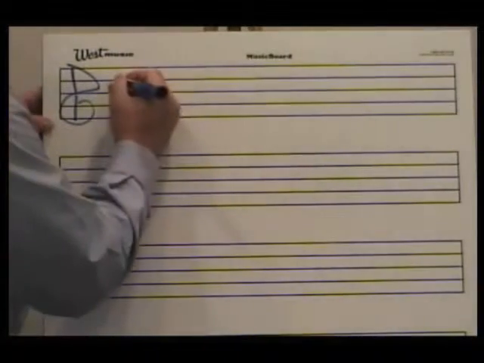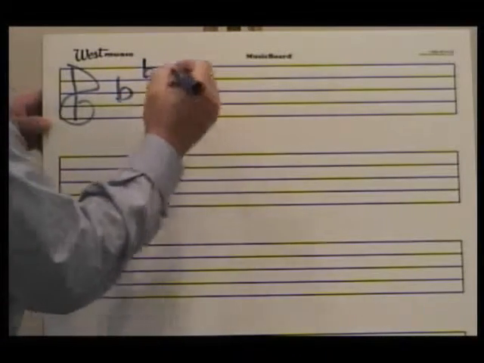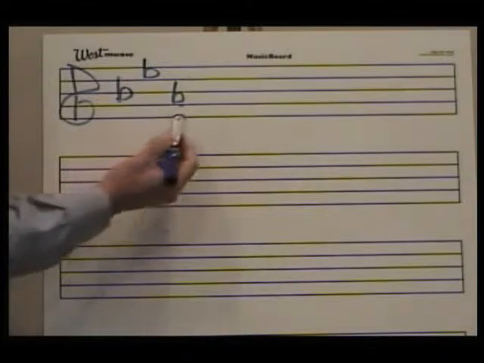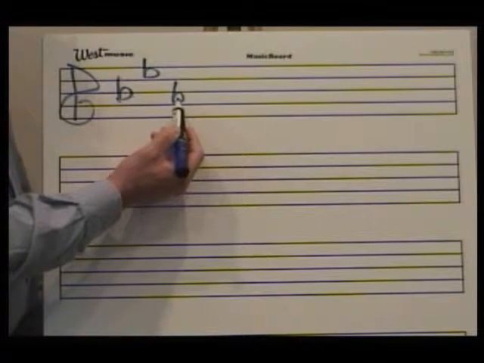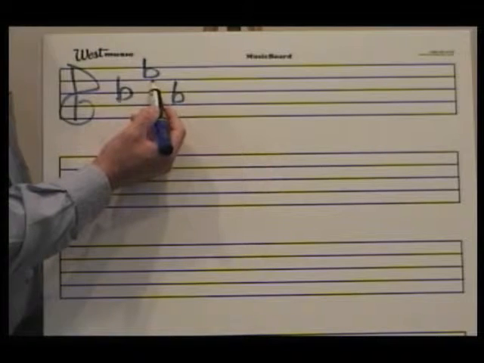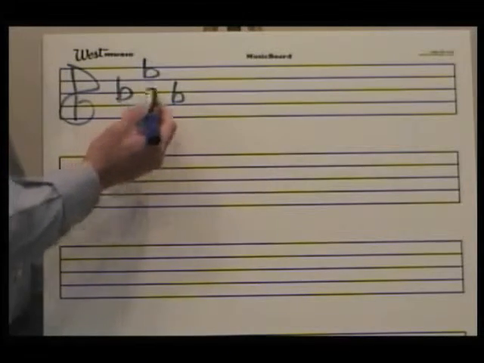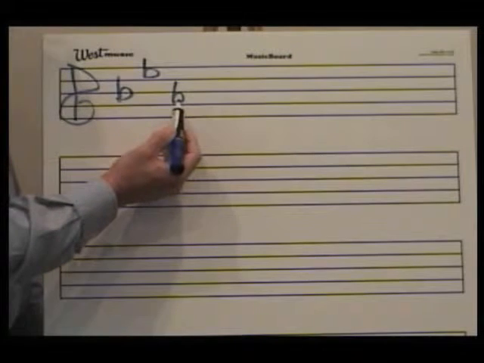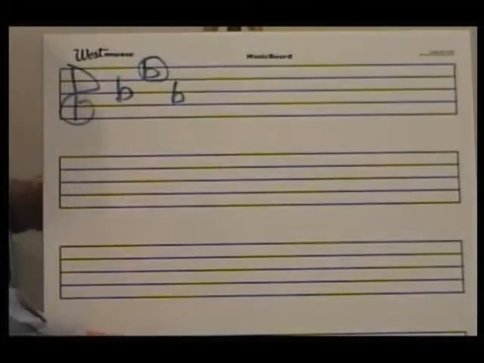There's a similar trick for the flat key signatures. I take the next to last flat. Okay? Here's the last flat to the right. I take the next to last flat and it names the key. For instance, this key is the key of E flat. Taking the flat next to the last one, it names the key, E flat.